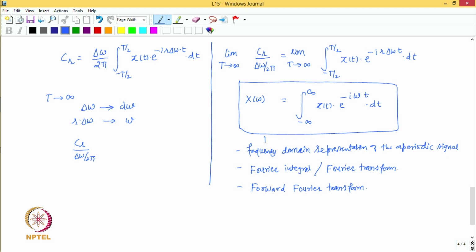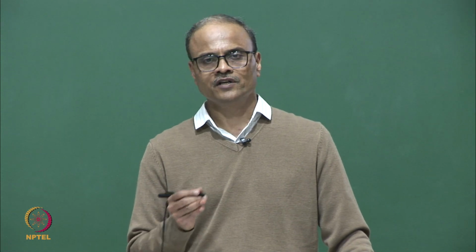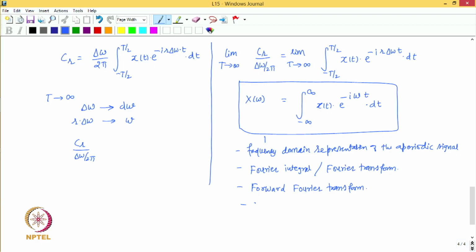We should note that this now is a continuous spectrum. So, X of omega is a continuous function, and therefore, it is a continuous spectrum, as against the line spectrum we got for continuous periodic signals. So, Fourier series expansion gives us a line spectrum, and the Fourier transform gives us a continuous spectrum.